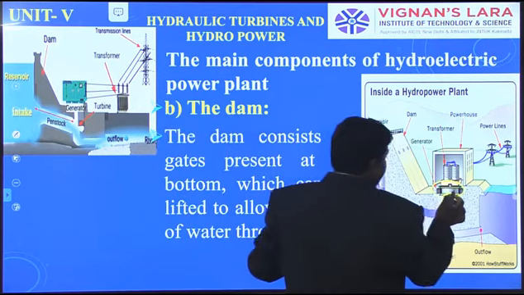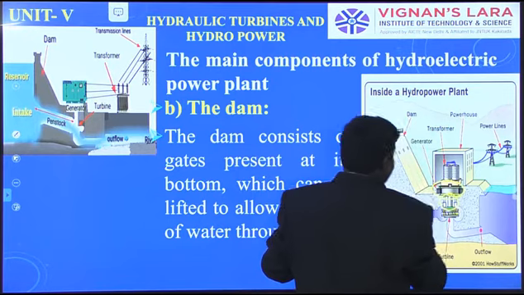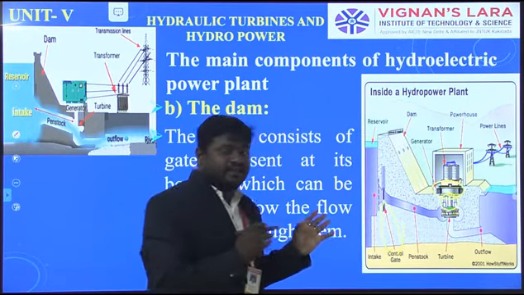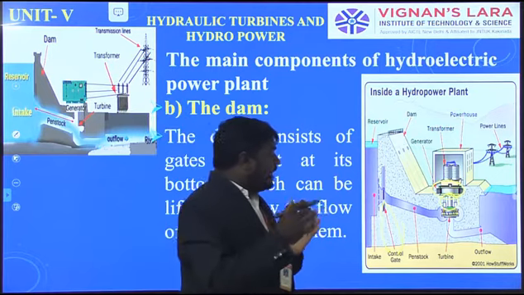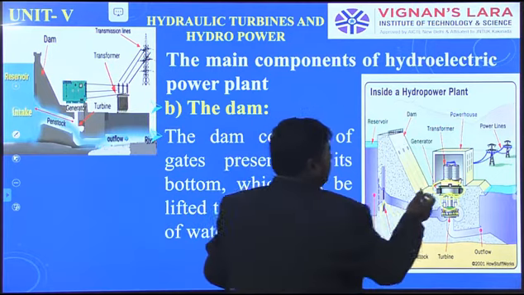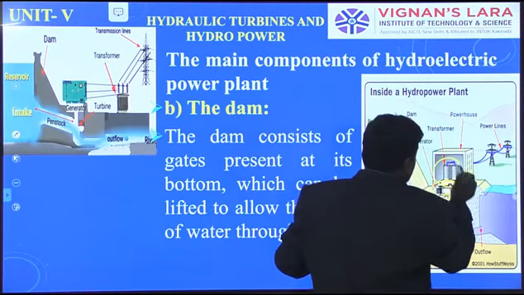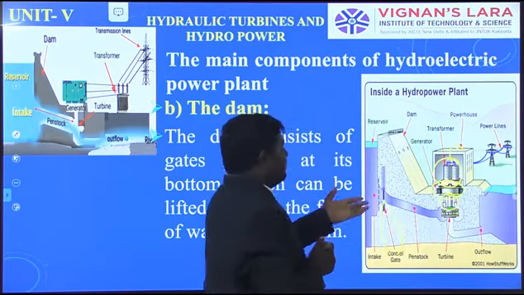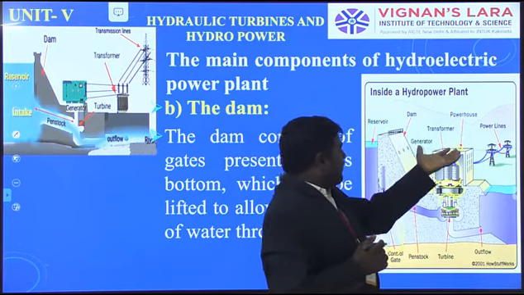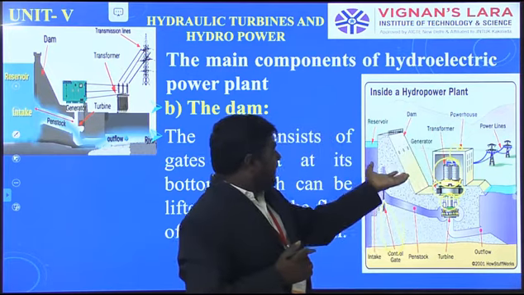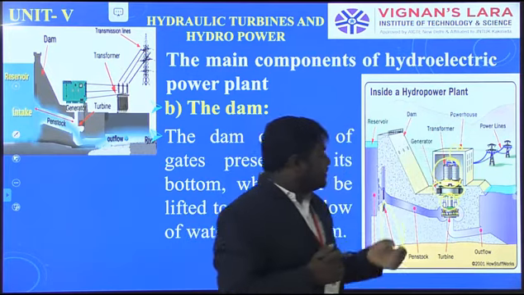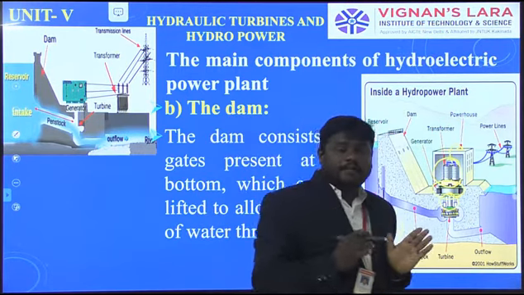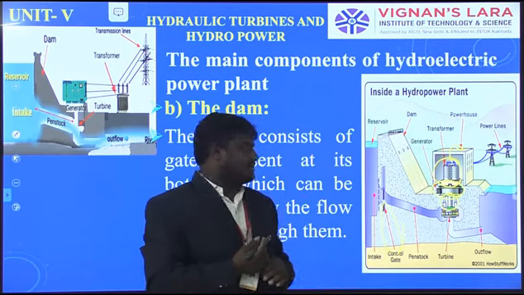Whenever we install the generator here, its main function is to convert the mechanical energy to electrical energy. Then the power will be produced. Then transformers will be there. Those transformers are installed in the powerhouse. From the powerhouse, the power will be sent to the power lines or transmission lines.